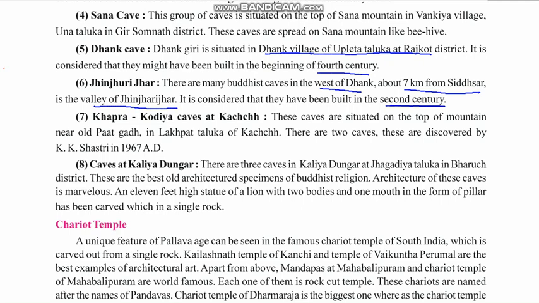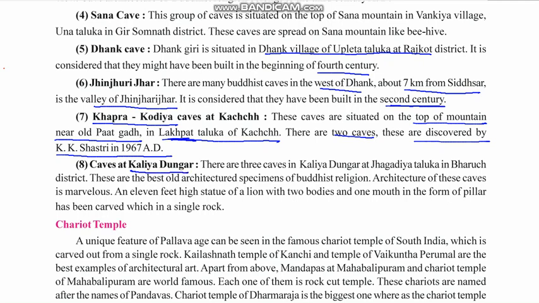Next are the Khapra Kodia caves at Kutch. These caves are situated on the top of the mountain near Old Patgad in Lakhpat Taluka of Kutch. There are two caves. They were discovered by K.K. Sastry in 1967. Next is the cave of Kalaya Dungar.